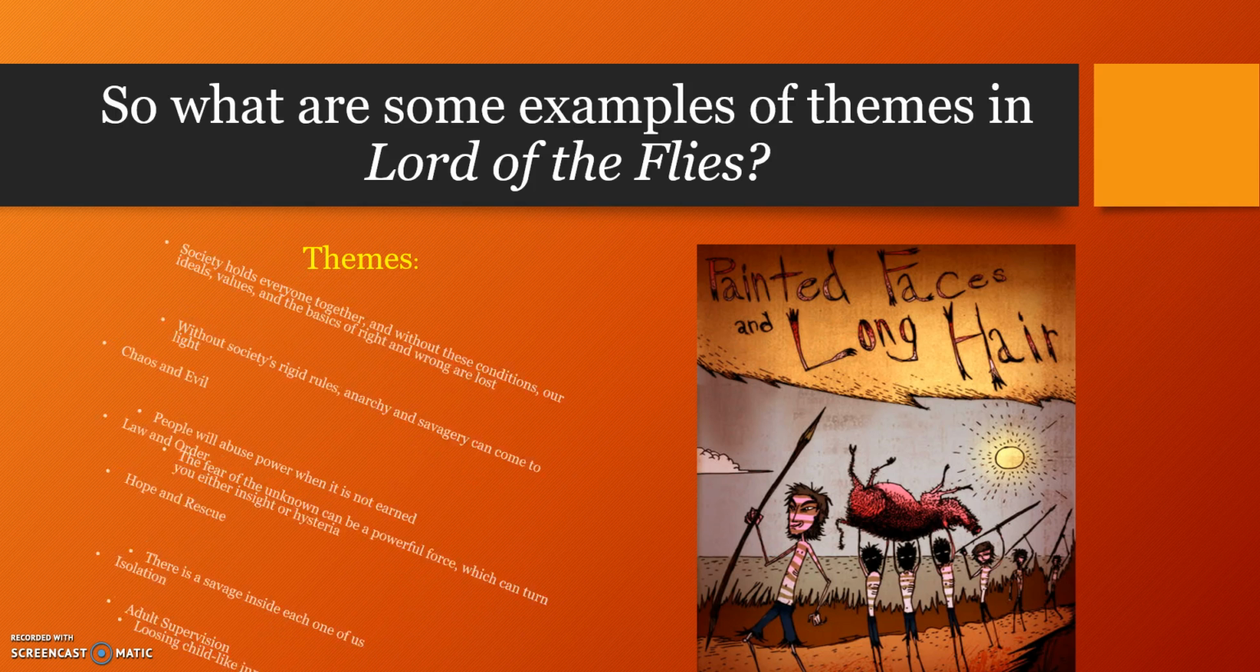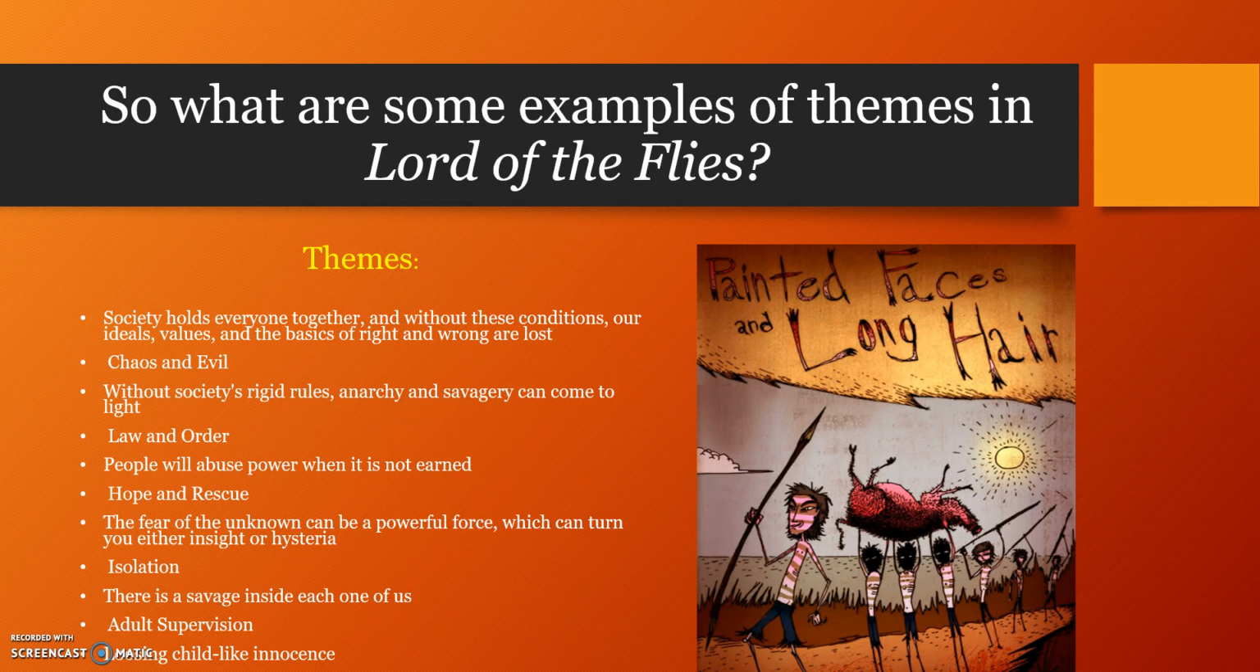So there are a lot of themes in this novel, which is really great because it gives us room to have a lot of different discussions about what's actually going on with our main characters, Ralph and Jack and Piggy and Simon and the twins and all the other people in the novel that play big roles. So we see chaos and evil as a theme, law and order as a theme. We talk back about the conch shell and how that produced law and order because it brought people together, had meetings. You couldn't talk unless you had the conch shell.